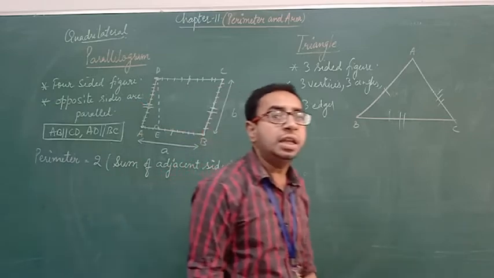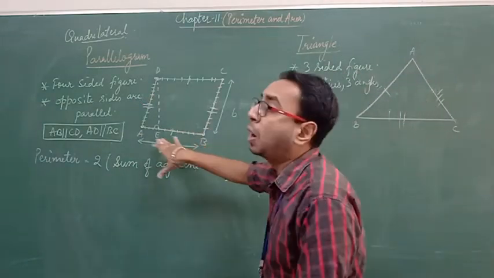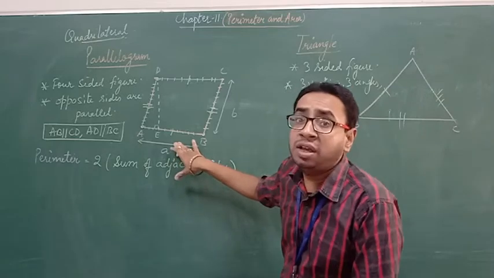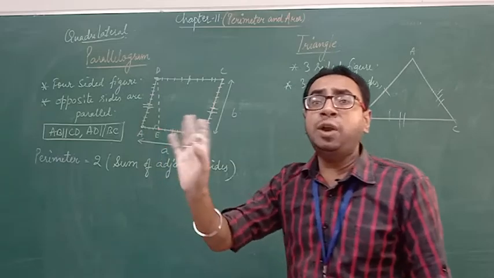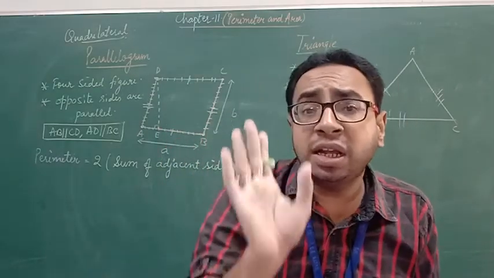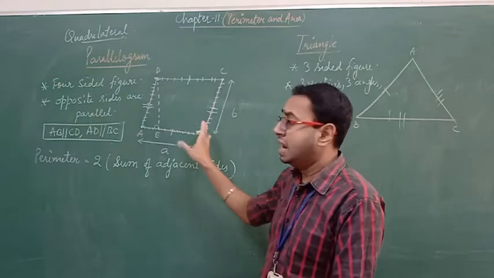We will not include height in the perimeter. Why? Because perimeter means boundary, but height here is either inside or outside. It is not on the boundary. Hence, we will not include height as part of the perimeter. We will include height as part of the area. Understand? Are we clear? Adjacent side.